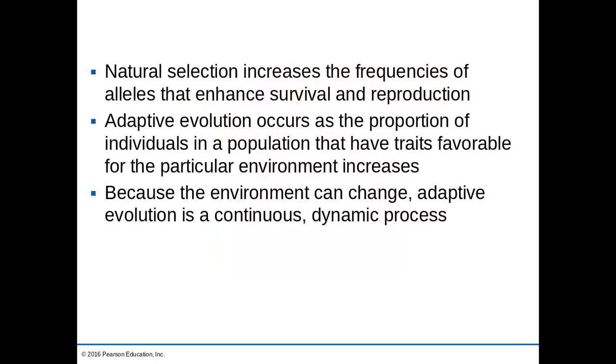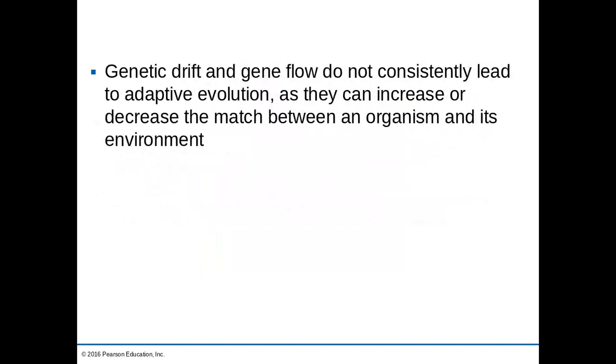Natural selection increases the frequencies of alleles that enhance survival and reproduction. And then adaptive evolution occurs when those individuals continue to increase in the population because they're passing on those beneficial traits. But because the environment can change at a moment's notice, adaptive evolution is a continuous dynamic process. So, what does that mean? It means that we're never going to get a perfect organism. There's never such thing as perfect. It's only in that environment, in that time, certain organisms have traits that are more beneficial than others.